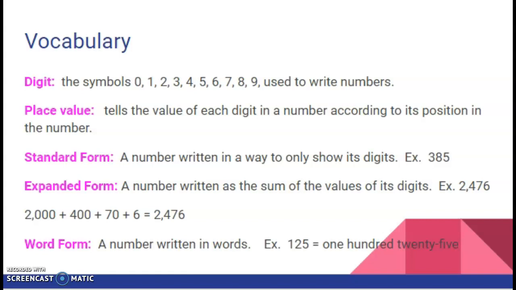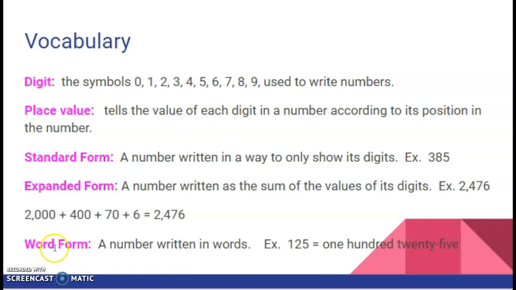So for this classroom, we're going to be using that expanded form, thinking about how we can put numbers together based on their place value. So expanded form is a number written as the sum of the values of its digits. So if I have the number 2,476, and remember the word sum means I'm going to be adding something.